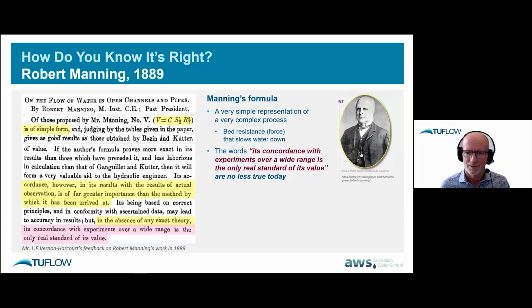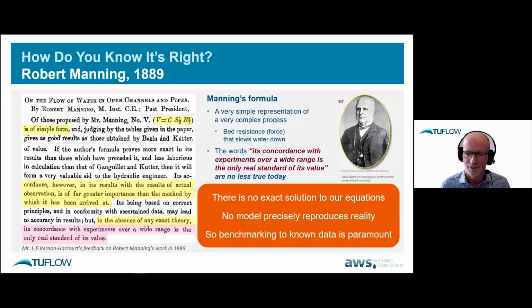And so those words, in concordance with experiments, it needs to agree with experimental data or measured data over a wide range. So we're not just talking about one instance, we're talking from a flume test, for example, up to a large river. So they're still true today because we do not have an exact solution to our equations. We can't just always be precise. And no model ever precisely reproduces reality because it never will be a perfect representation. So we need to benchmark our data.